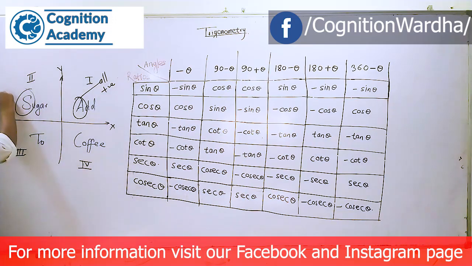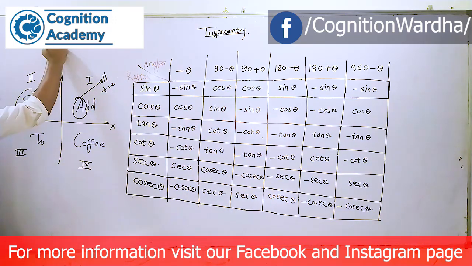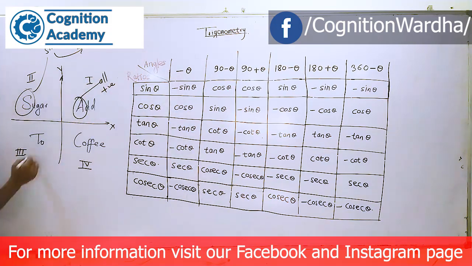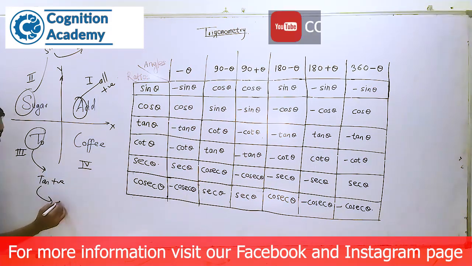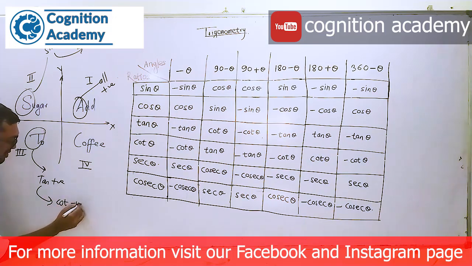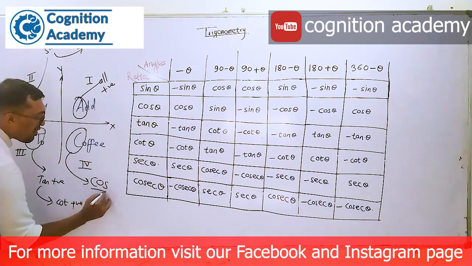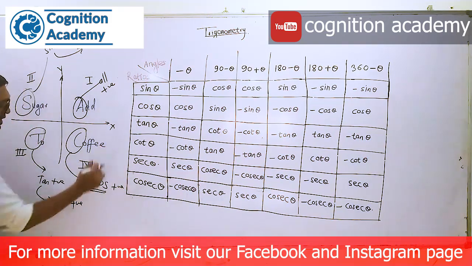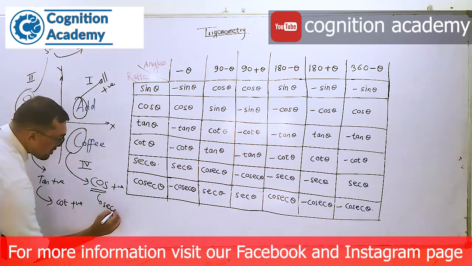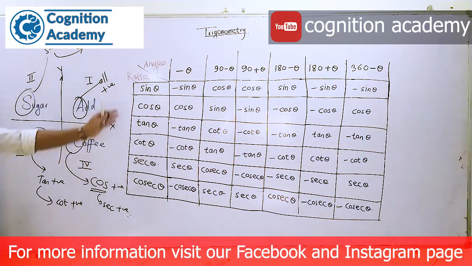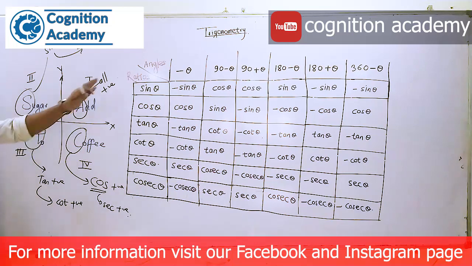S means sine, so sine is positive, and since the sine is positive, its reciprocal cosec is also positive. Here T means tan, the tan is positive, which also means its reciprocal, that is cot, is also positive. And in the last, C means cos, not cot, it is cos. Since cos is positive in the fourth quadrant, its reciprocal, that is sec, is also positive. In this way we can remember the different values of different trigonometric ratios in different quadrants and their signs respectively.